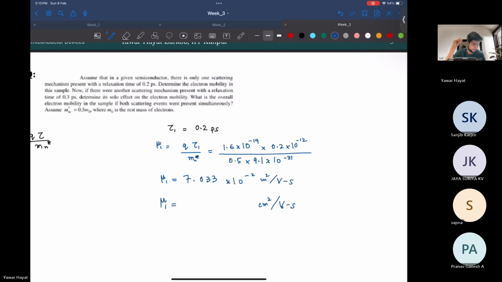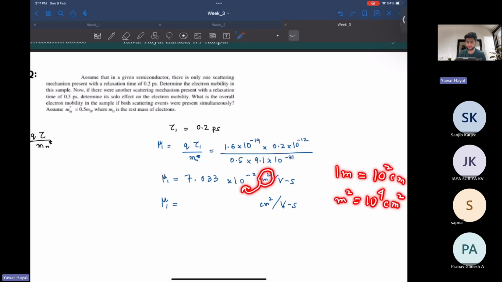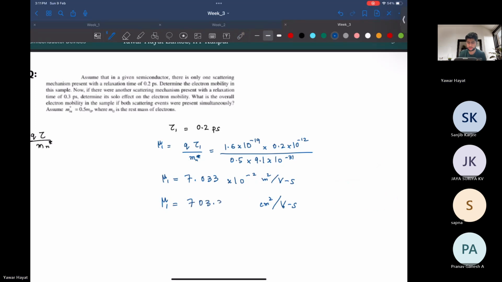See, your 1 meter is 10 to the power 2 centimeter, right? So meter square would be 10 to the power 4 centimeter square, isn't it? So there would be a 10 to the power 4 factor from here, which would make it 10 to the power 2. So we'll be having 703.3, right? That is the answer. Is this clear? Write yes in the chat if you are understanding this problem. Okay, fine. Thank you.